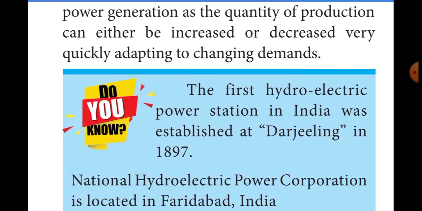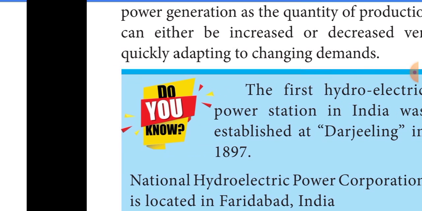The first hydroelectric power station was established at Darjeeling. Okay, important one-word question. It was established in the year 1897. Okay, 1897. Then next we learned about solar energy.